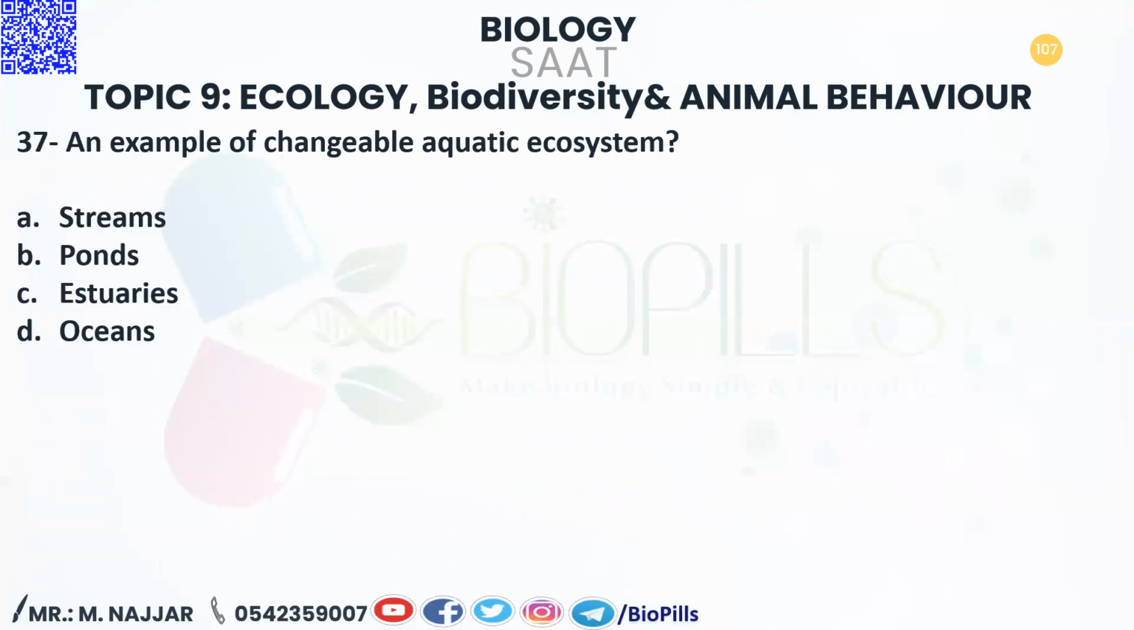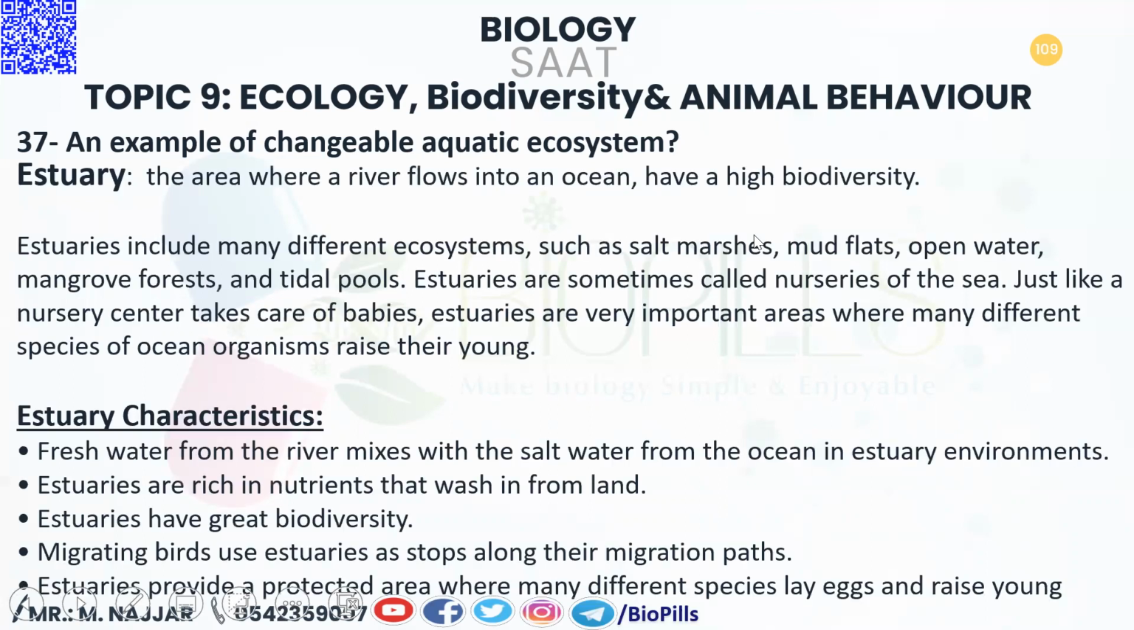Question number 37. An example of a changeable aquatic ecosystem. A, streams. B, ponds. C, estuaries. D, oceans. That is the exact definition of the estuaries. Perfect. It is estuaries. If I extend the explanation, estuaries are areas where a river flows into an ocean, and they have a high biodiversity.